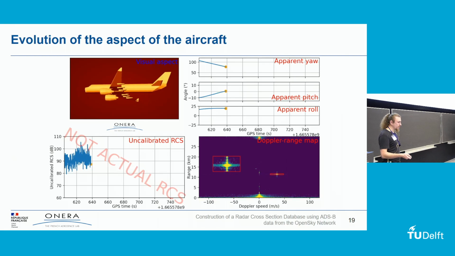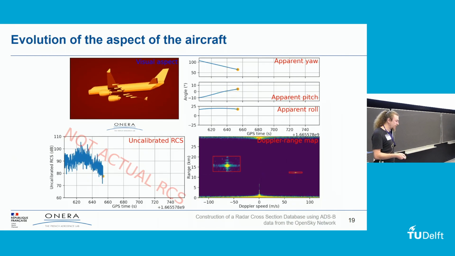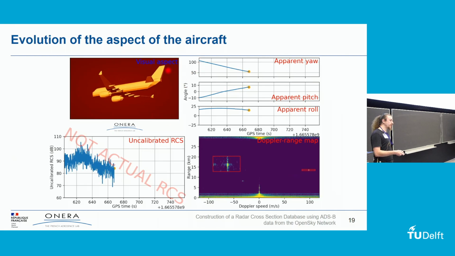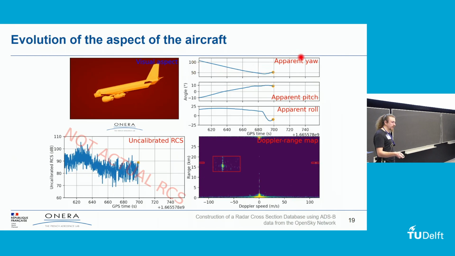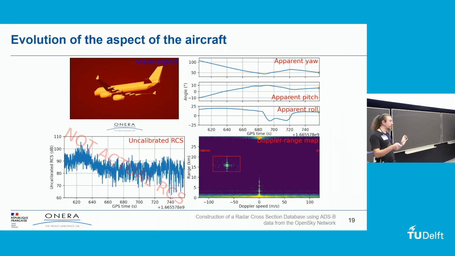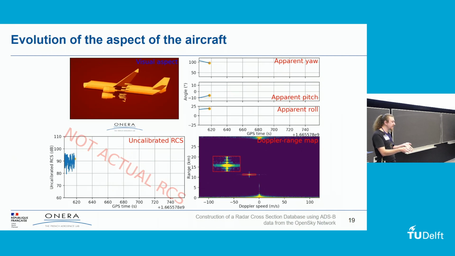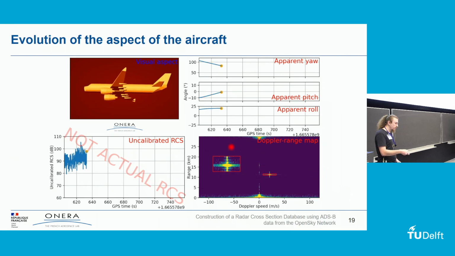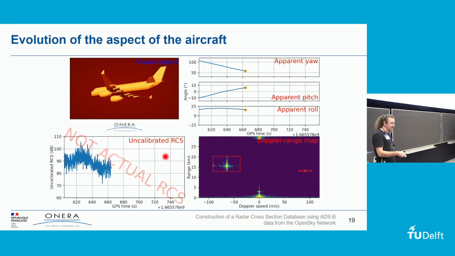So a little video to show you in real time how the measurement pans out. We have a visual model of the aircraft, so you see the aspect angle in real time. We have the apparent angles being displayed, and we have the Doppler range maps, and you see that this red box is the window of interest according to the ADS-B data. This is what the window contains. This is the uncalibrated RCS.